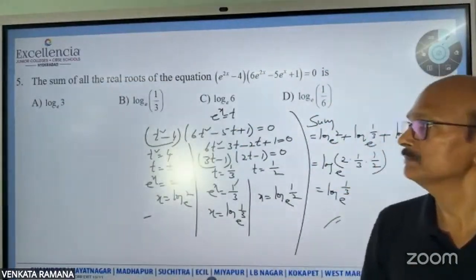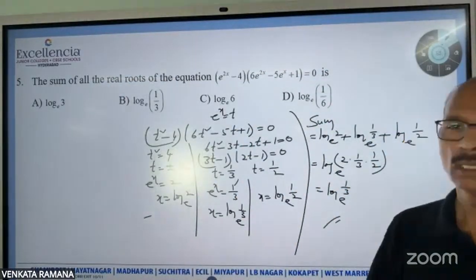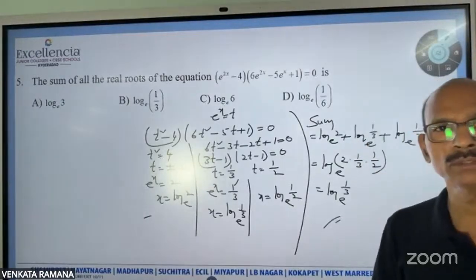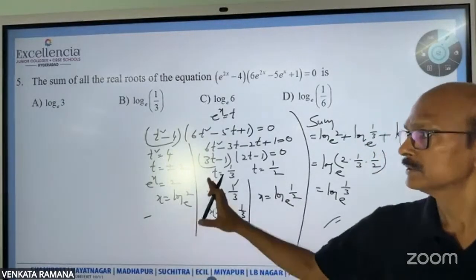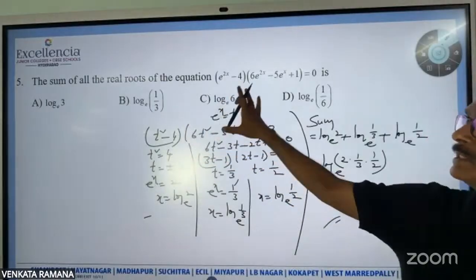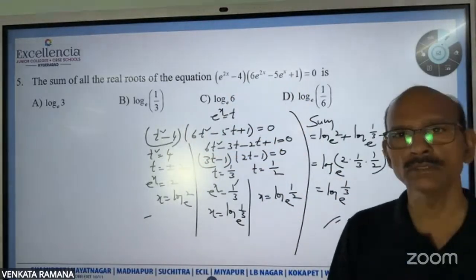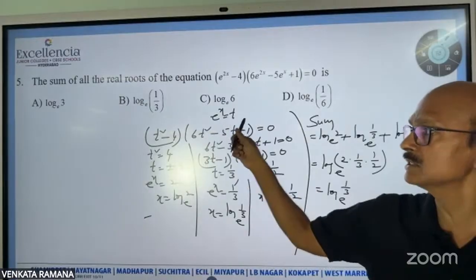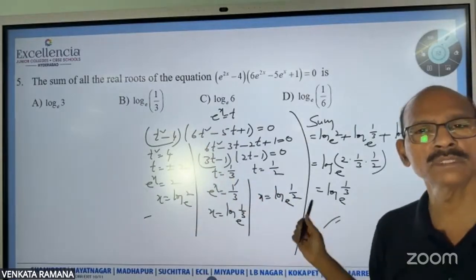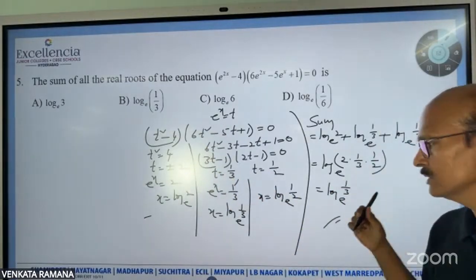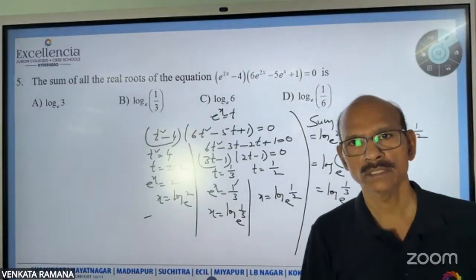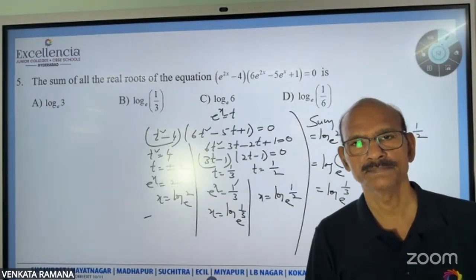So this is a question, and you have to do this question carefully in the exam. It is concerned with the sum of all the real roots of this equation. So I considered e power x equals t and substituted, found all the real roots and added all the real roots. So we can conclude the answer: log 1 by 3 to the base e is the answer.